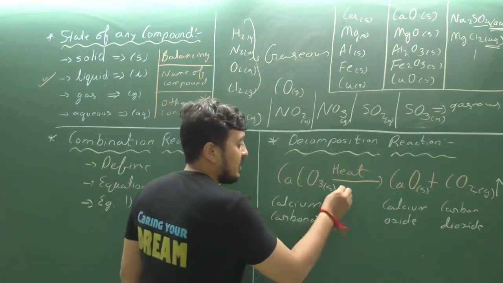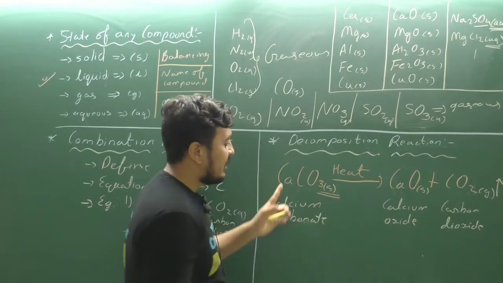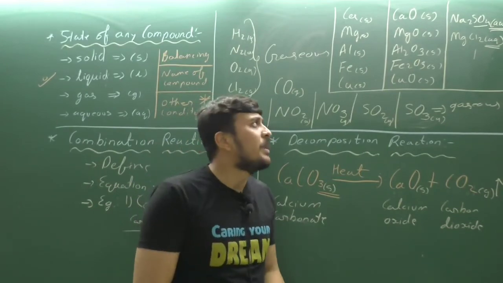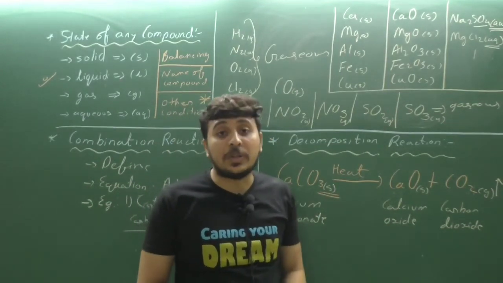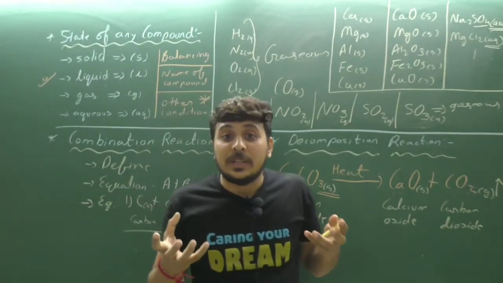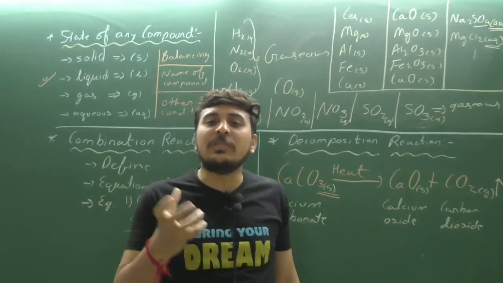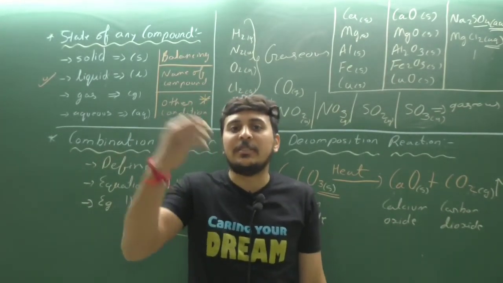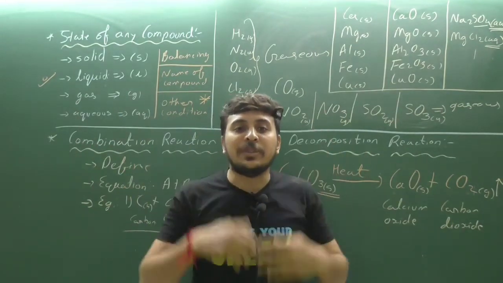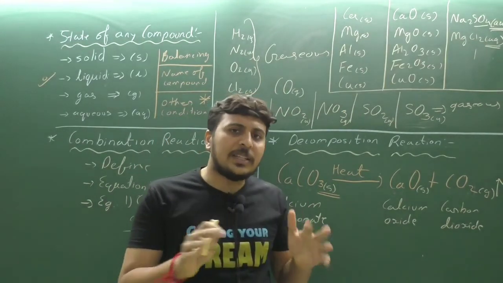There are exceptions as written here. Solid, calcium carbonate should not be written in the aqueous state. Why? Because it does not get dissolved in water, but most of the compounds get dissolved in water. That is also what we have learnt in class 9 chapter number 2. Water is a universal solvent. Solvent means which is capable of dissolving anything into it. So most of the compounds get dissolved in water and thus form an aqueous solution.